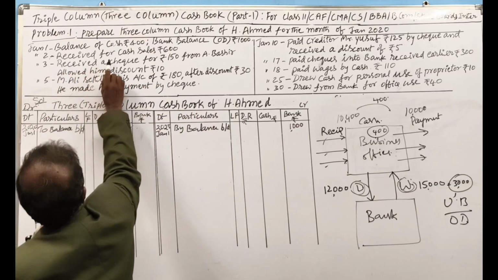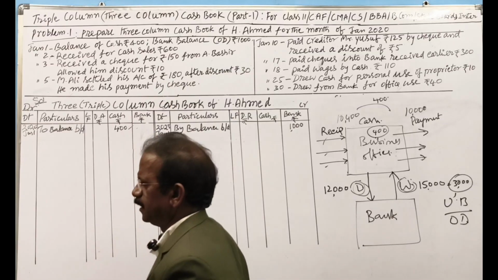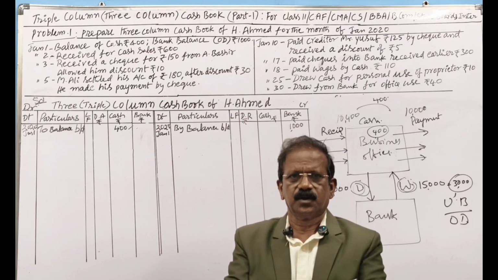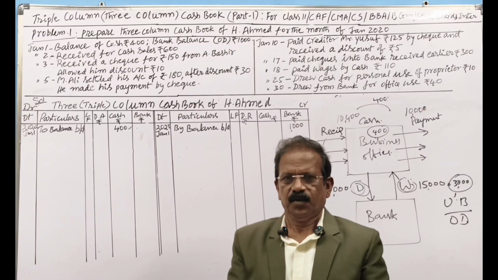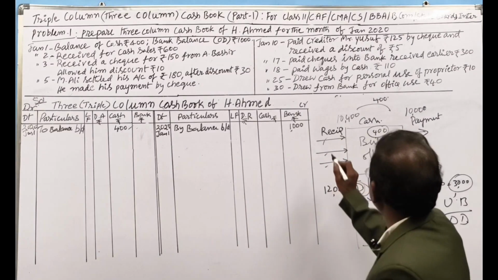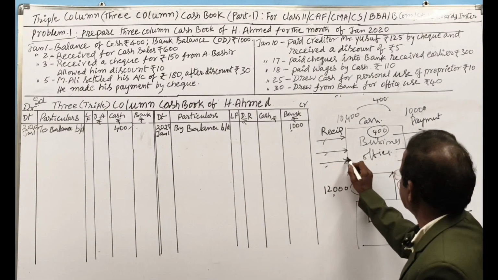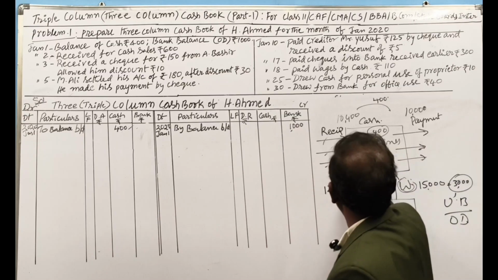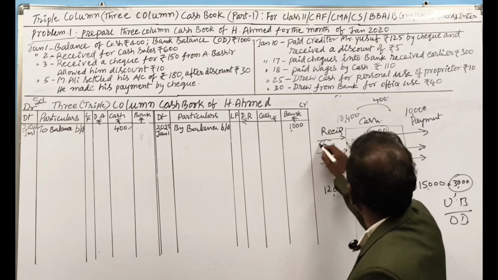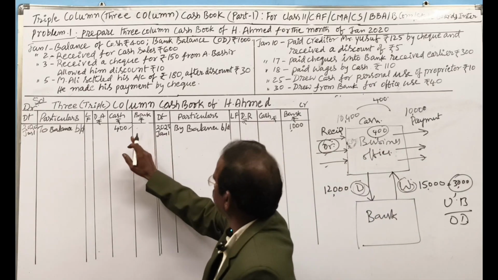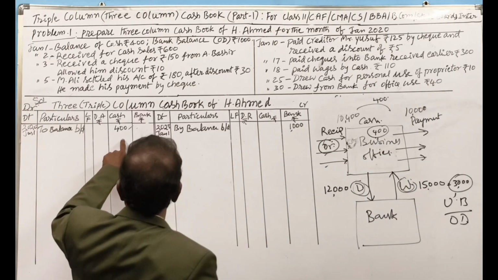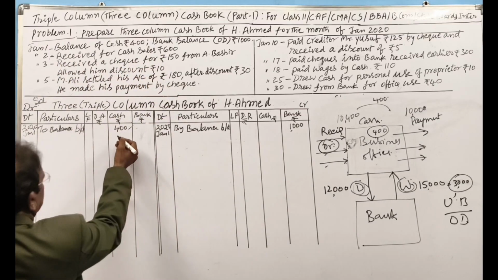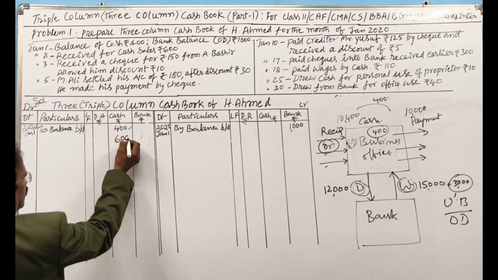Second, received cash sales. Received cash sales means what? We sold goods, we received cash. When we received cash, this is cash inflow, receipts. Receipts are debited. Debit side you have to write. These are all debit side you have to write. Here you have to write. How much amount have we received? 600. First you write 600 amount.